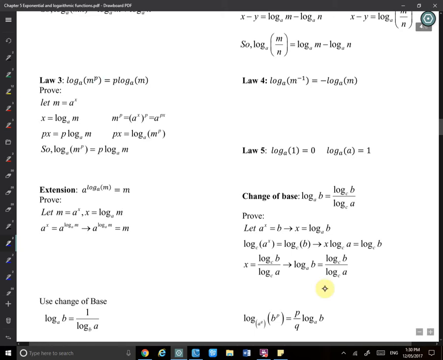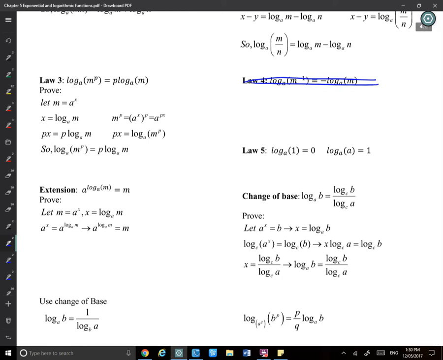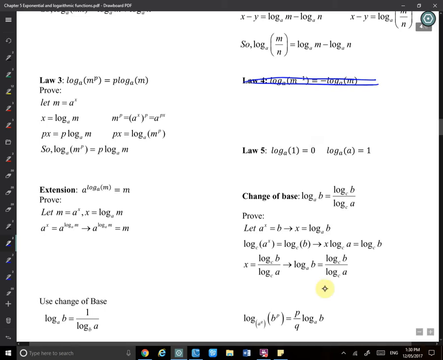Law number 4, you can treat as nothing, because the minus 1 will be directly dragged into the front, becoming negative log AM. It's exactly the same as law 3. It doesn't really need law 4 there. There's no law 4.